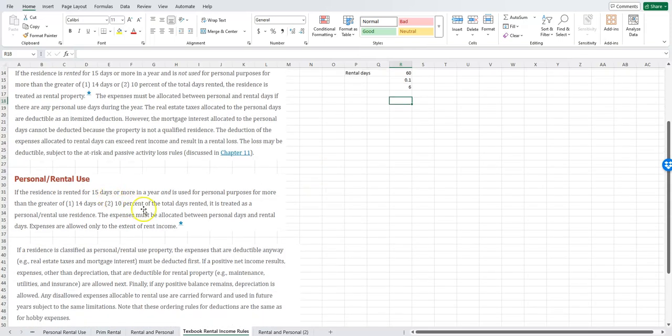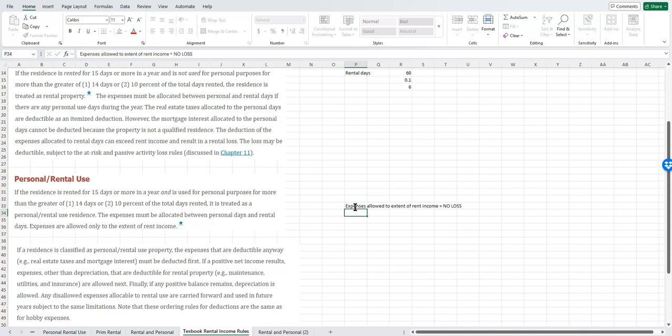So that must mean that we are personal/rental use. Let's read to be sure. If the residence is rented for 15 days or more, it was, and is used for personal purposes for more than the greater of 14 days or 10% of the days rented, it was, then we are personal/rental use. In this case, the expenses must be allocated between personal days and rental days, and expenses are allowed only to the extent of rent income. So it says expenses allowed to the extent of rent income. That means no loss allowed.